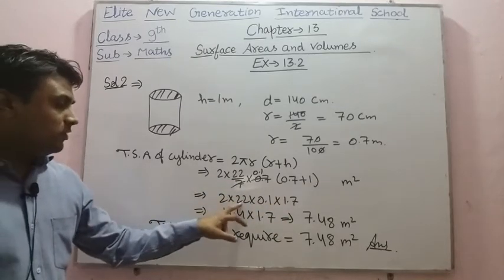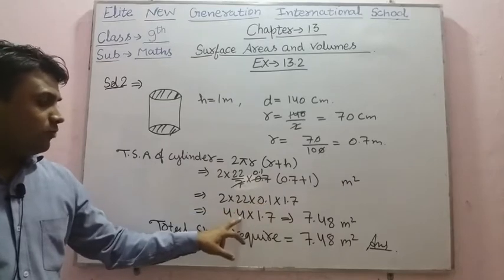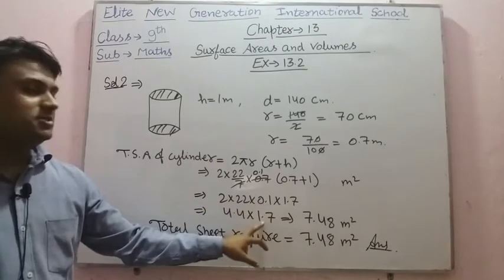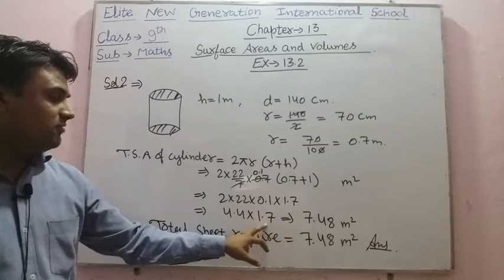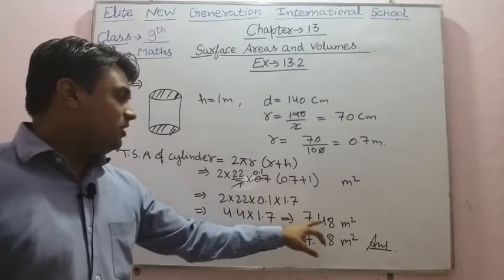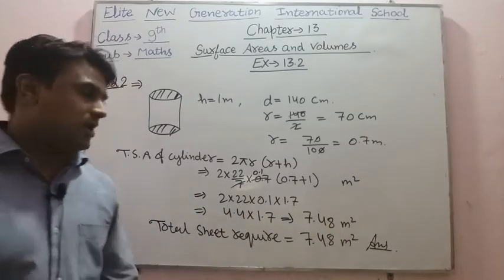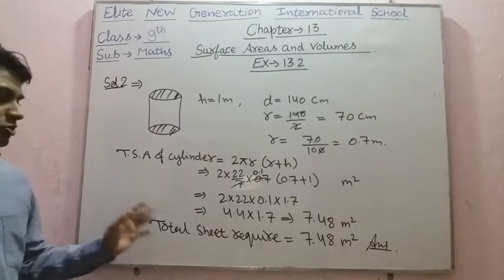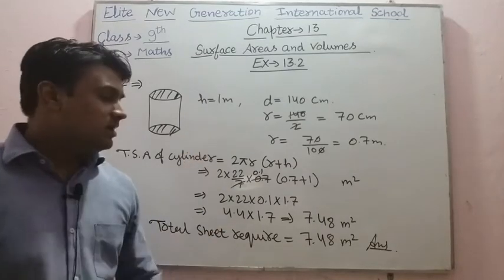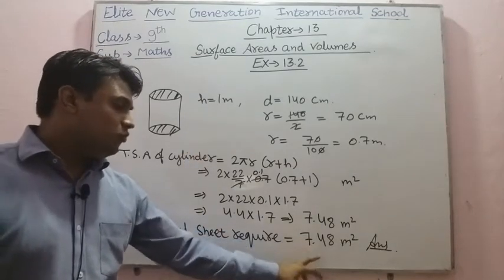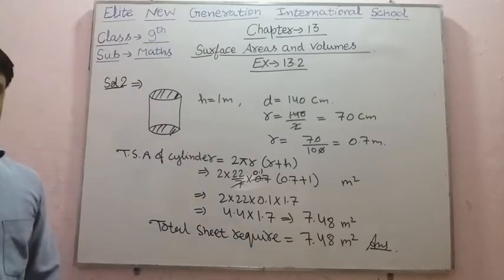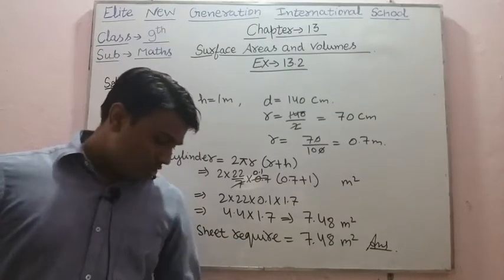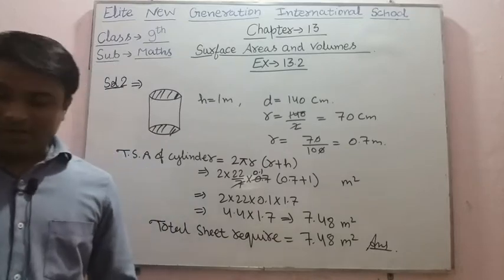Now 2 into 22 into 0.1 will be 4.4 into 1.7. So 4.4 into 1.7 will be equal to 7.48 meter square. So we can say that the total sheet required for making a tank will be equal to 7.48 meter square. So this is the answer. Now after this we have to do the next question.